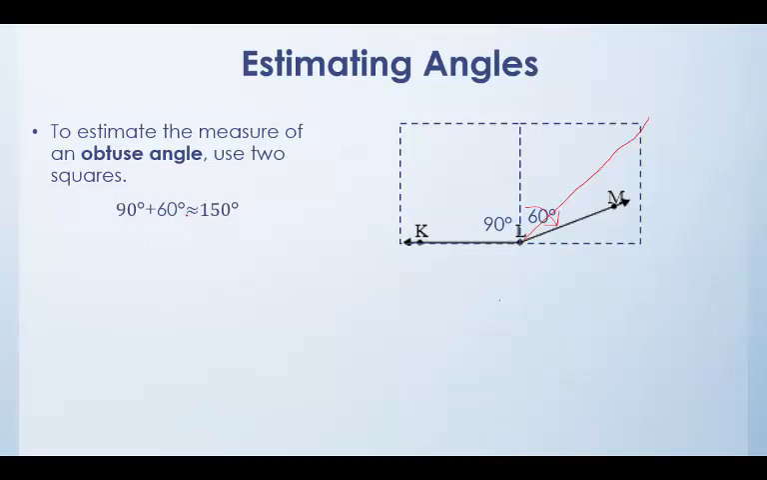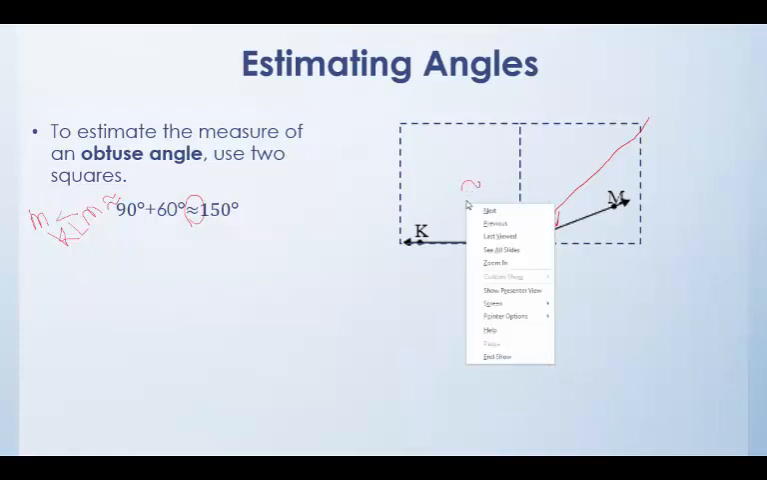Now notice that I am using this symbol here. That is the approximation symbol, and I should really be more specific out here. I should say that the measure of angle KLM is approximately 90 plus 60, which is approximately 150. I can't say it's exactly 150 because I haven't measured it. This angle is approximately 150 degrees.